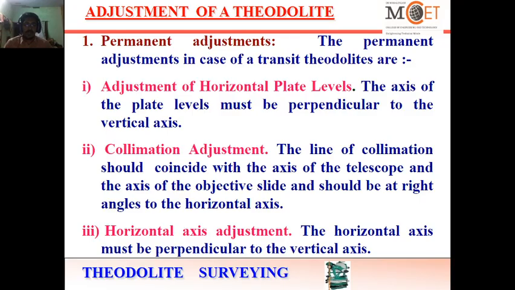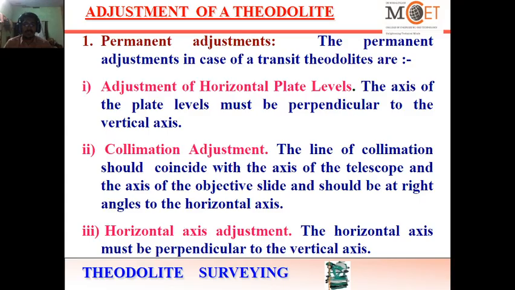Next comes the collimation adjustment. The line of collimation should coincide with the axis of the telescope and the axis of the objective slide, and should be at right angle to the horizontal axis, right? So this is the horizontal axis. Our telescope will be in this way, so it should be at right angle to the horizontal axis, right? If it is not, it has to be checked and adjusted properly.